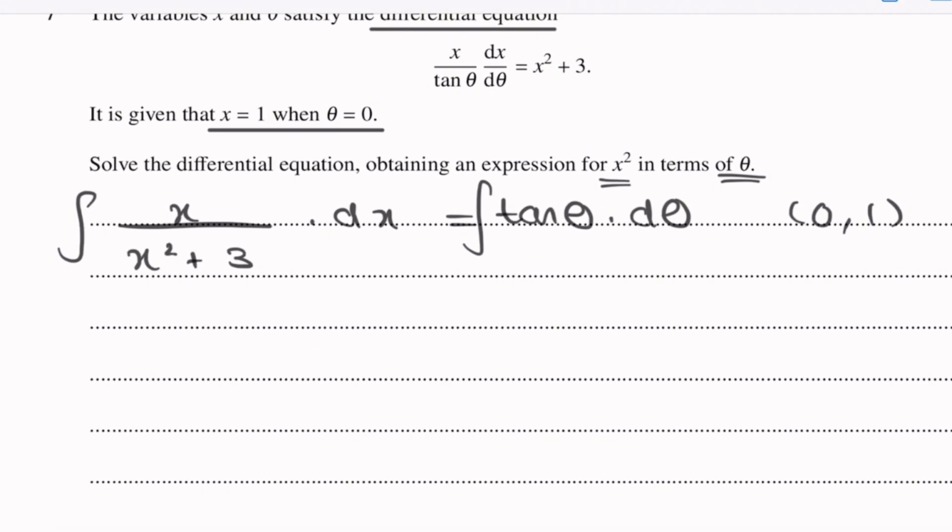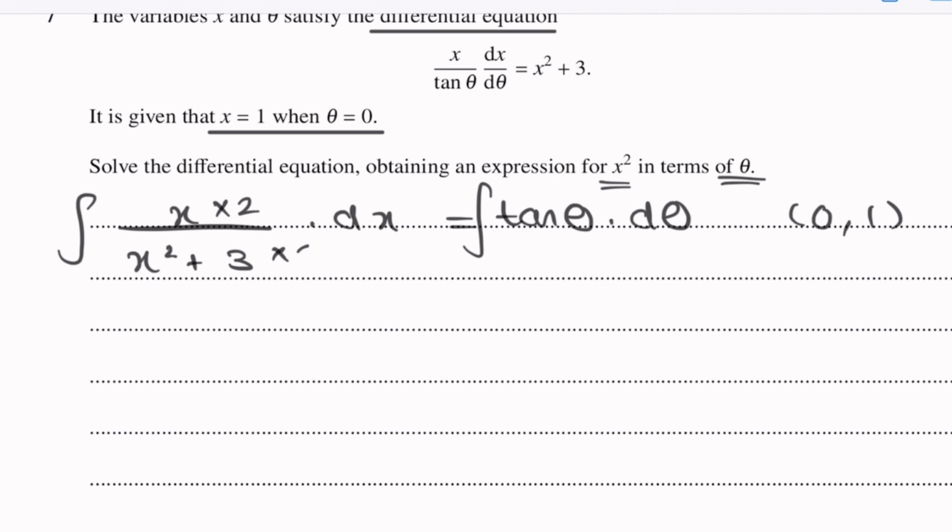Now here I can use the division law. I just need the numerator to be the exact derivative of the denominator. And so all I need to do is multiply by 2 up and down in order to avoid changing anything. And now I have 2x on top, which is exactly the derivative of x squared plus 3. Fantastic, so the integral is going to be ln of x squared plus 3.